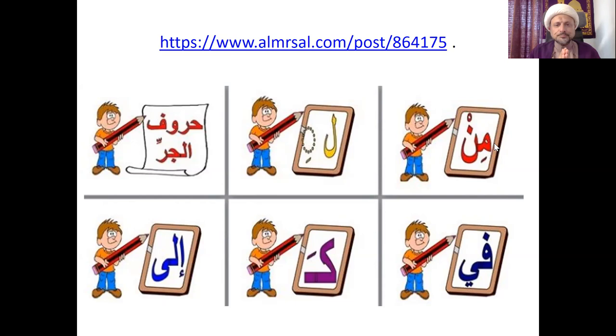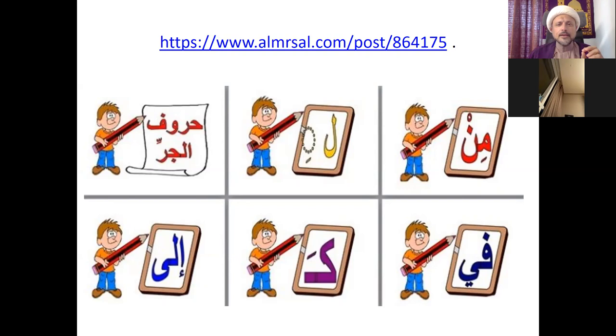Huruf al-jar are particles of preposition, or prepositions. What is the meaning of that? First of all, for copyright purposes, this is where I took the slide from, just as a startup. So particles of preposition, like to, from, about, on, in, all these kinds of things are prepositions in English. Whatever comes after it in the Arabic language must have the E sound.